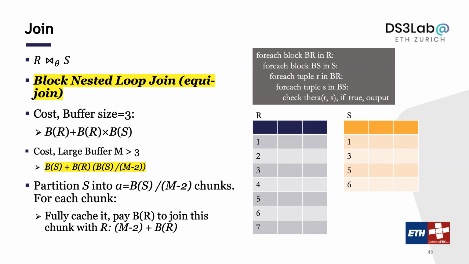to bring that corresponding chunk of S. I'm going to do one sequential scan on R, right? So I'm paying M-2 plus BR for each single chunk. And then I have BS over M-2 chunks, right? So if you multiply them together, that gives you this cost model. We don't have a relatively large buffer, right? So this is actually what you can do with block nested loop join.